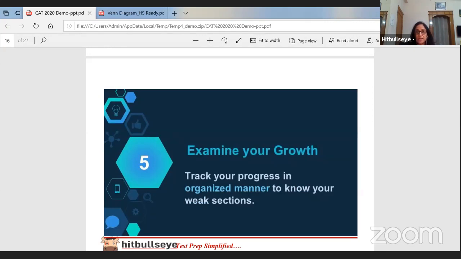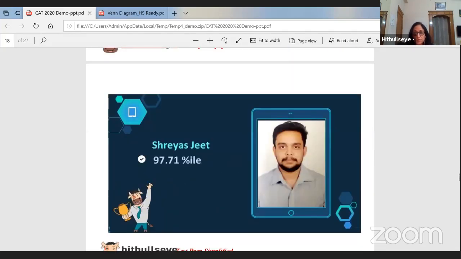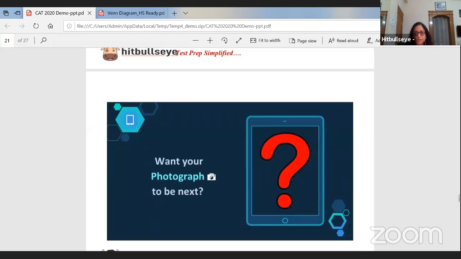You need to see what your growth is from the first mock that you took to the second mock and then the third mock, and eventually there should be a growth pattern. And then obviously we guide our students with a proper growth pattern and we help them out. So these are some of our toppers, and I hope your picture is here next time.